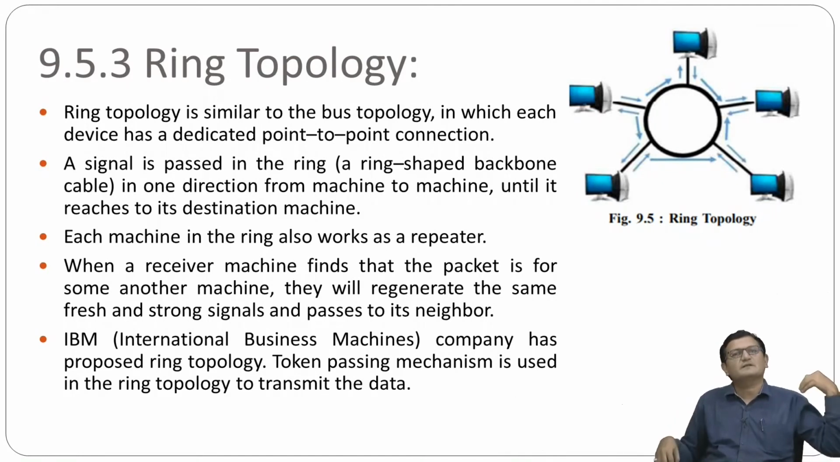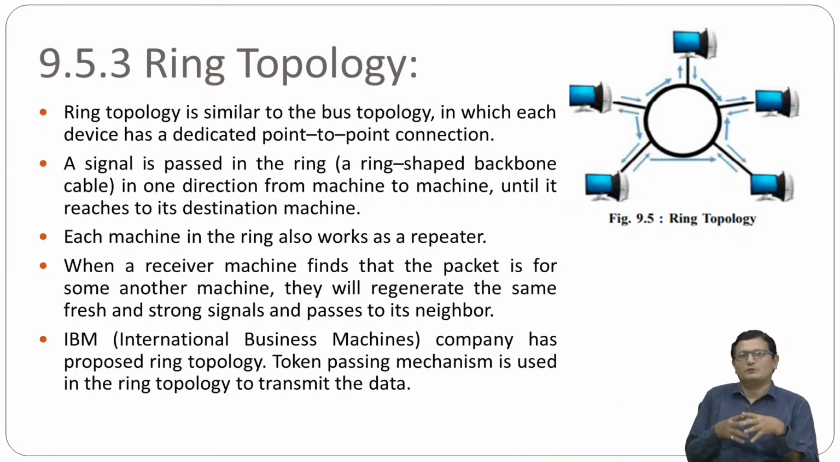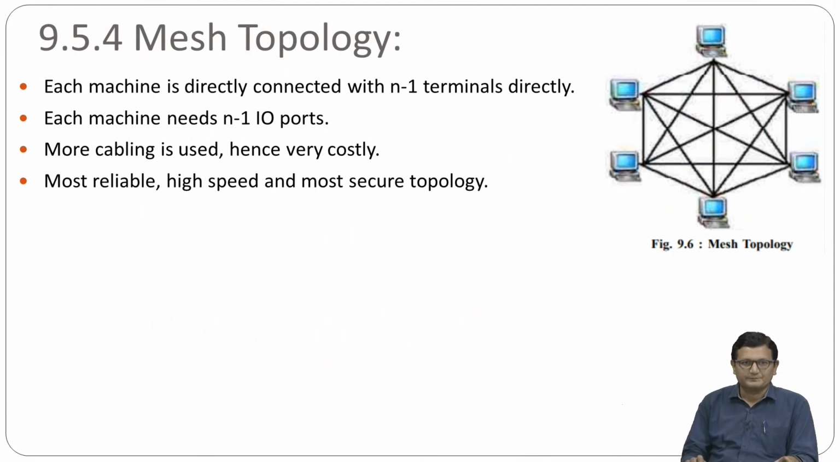And now suppose my neighbor wants to transmit the data. Obviously that machine will capture the token and then it can start its own transmission. So the machine which wants to transmit the data needs to acquire the token. So that is a token passing mechanism.